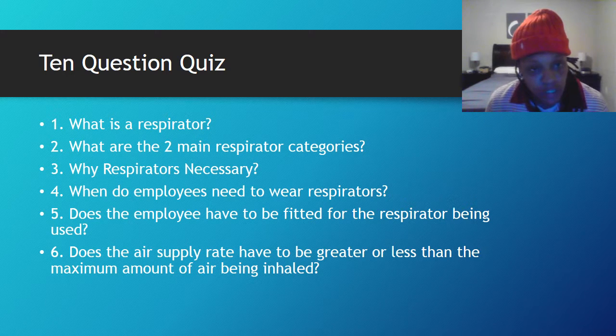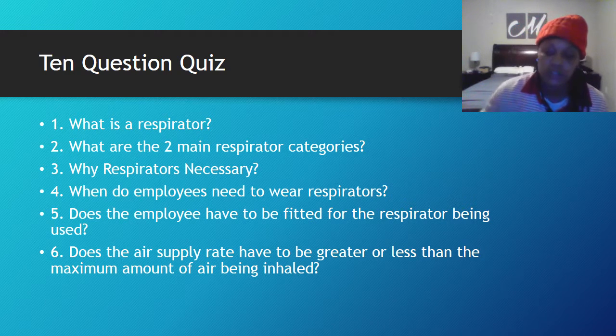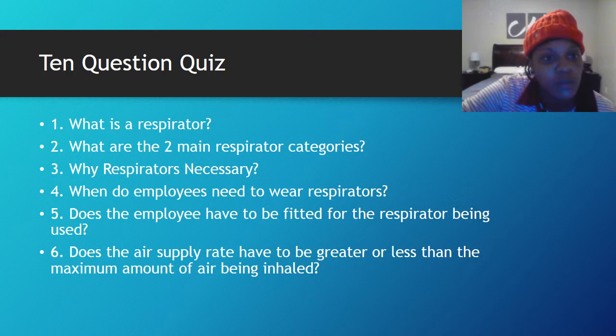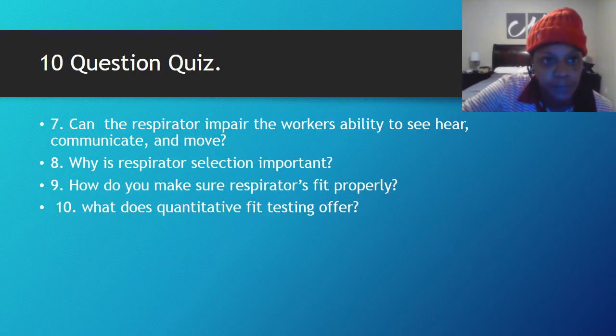The 10 questions that we will be going over for the quiz will be: what is a respirator? What are the two main respirator categories? Why are respirators necessary? When do employees need to wear respirators? Does the employee have to be fitted for the respirator being used? Does the air supply rate have to be greater or less than the maximum amount of air being inhaled?